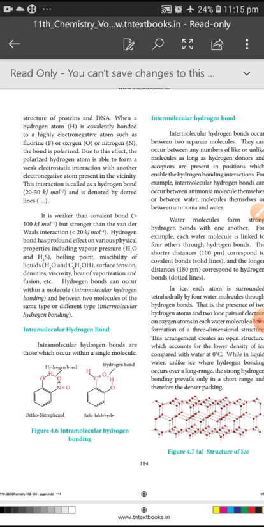Due to this effect, the polarized hydrogen atom is able to form a weak electrostatic interaction with another electronegative atom present in the vicinity. So the interaction is called a hydrogen bond. It is denoted by a dotted line. Okay.